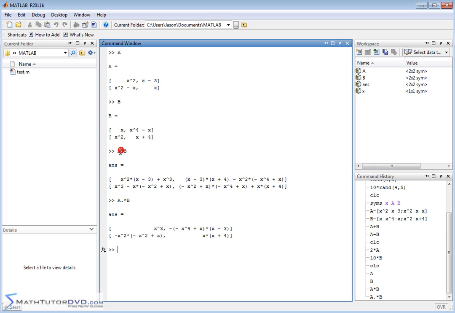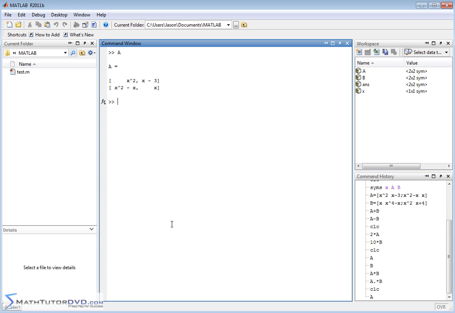This way is doing it in the true matrix multiplication way, where you go across and down and you have to sum up everything. So let me put matrix A and matrix B back up there. You can also do transposes. So here's the transpose of matrix A.